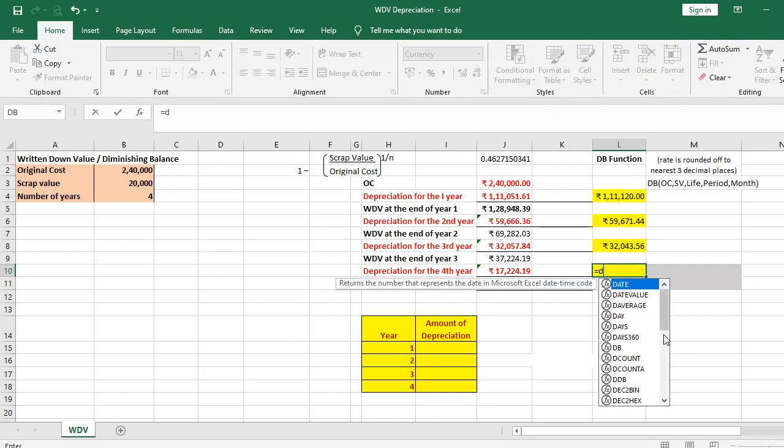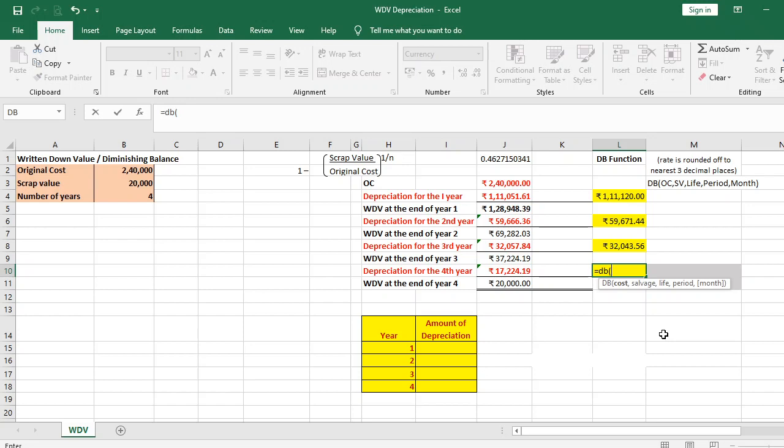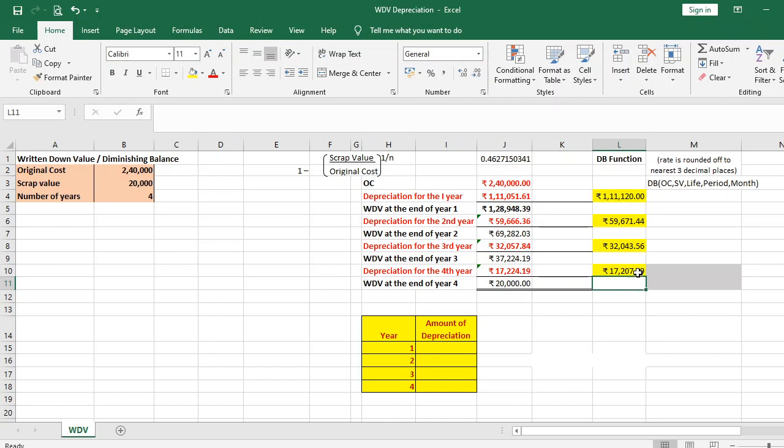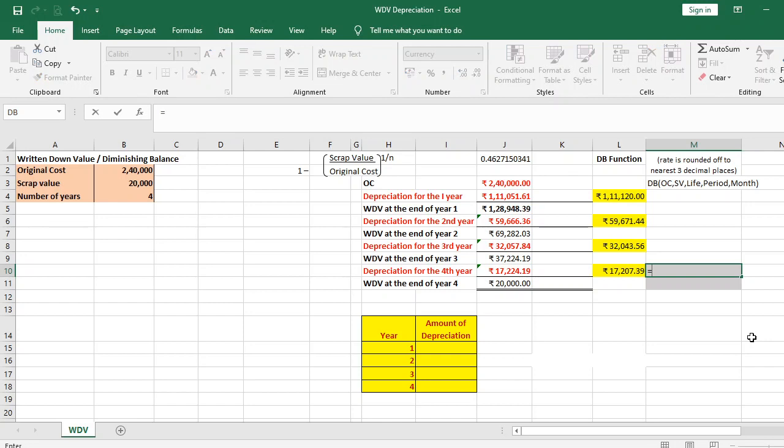Is equal to DB, open parenthesis, B2, comma, B3, comma, B4, comma, we want to find out for the fourth year, 4. Enter, we get 17,207.39. Now let us find out what is the total amount of depreciation using the DB function.